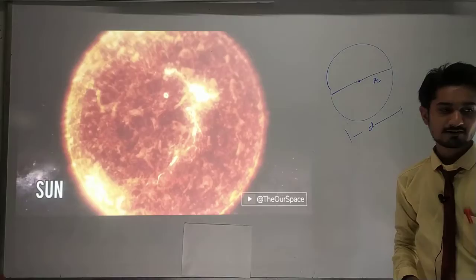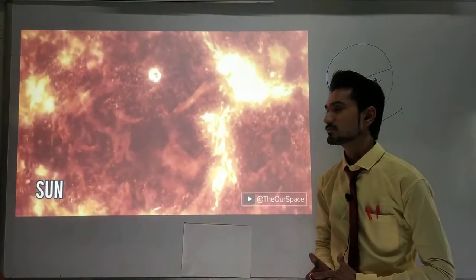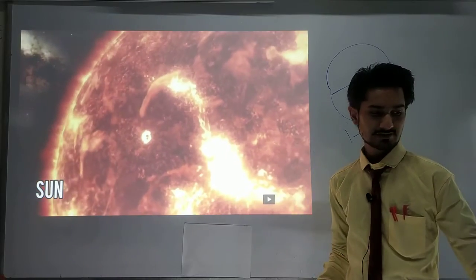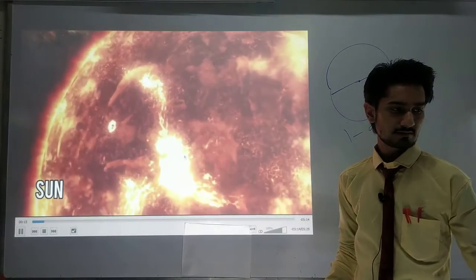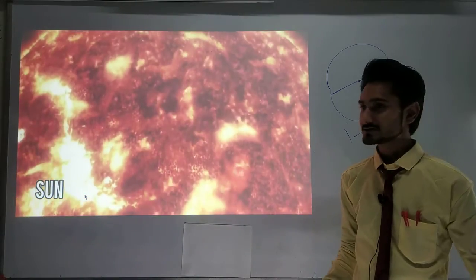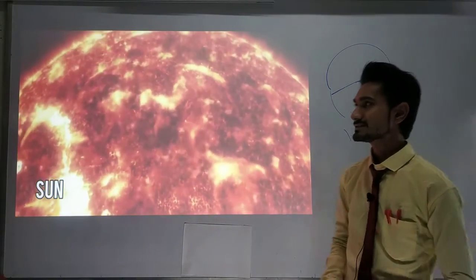This is the sun that we have already seen. Look, this is very beautiful. We have already finished the sun's structure. Now we are going to see Mercury. This is the heating surface of the sun. You can see it from here.